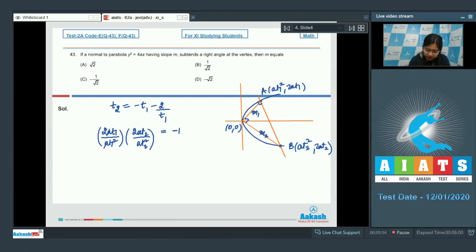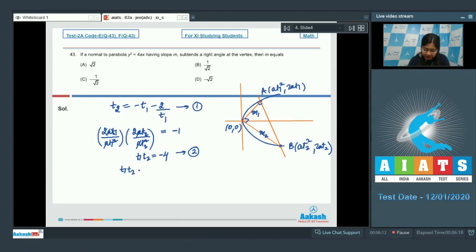So from here we are left with T1 T2 is equal to minus 4. This is the relation that we get from here, right? Now from 1 and 2, let us solve equation number 1.